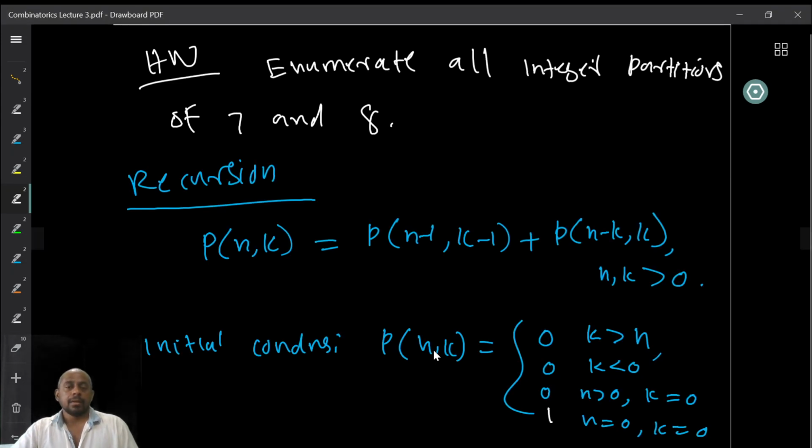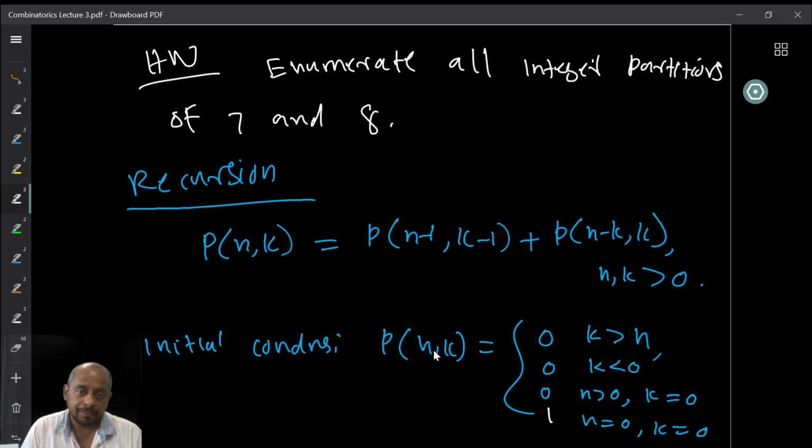Fine. Now, as a homework, you can enumerate all integer partitions of 7 and 8. So basically, write down the integer partitions of 7 and 8. How many are there? Count the number of them, and also write each one individually. This is a nice homework just to count.